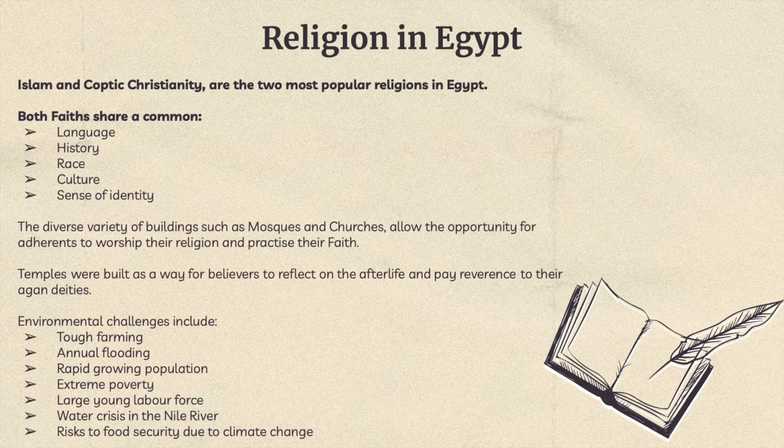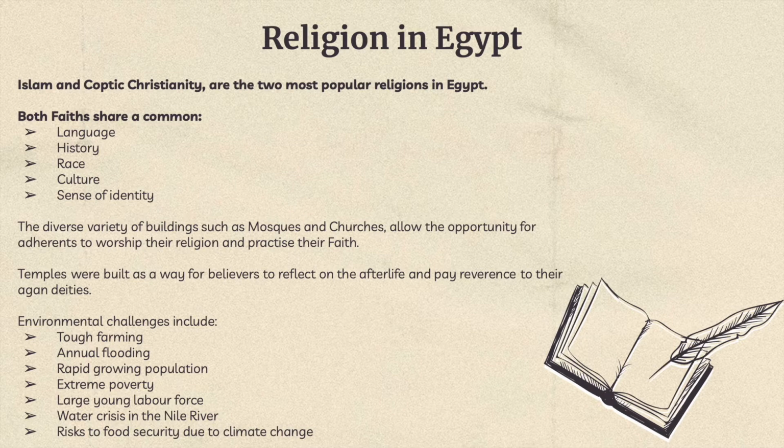Islam and Coptic Christianity are 2 of the most widely practiced religions in the world, and Egypt is well recognized for hosting both. These 2 faiths share a common language, history, race, culture, and sense of national identity. As a result, Egypt has a diverse variety of sacred buildings, including mosques and churches, where adherents can go to worship their religion. Temples were built in Egypt as a way to reflect their profound belief in the afterlife and to pay reverence to their pagan deities.